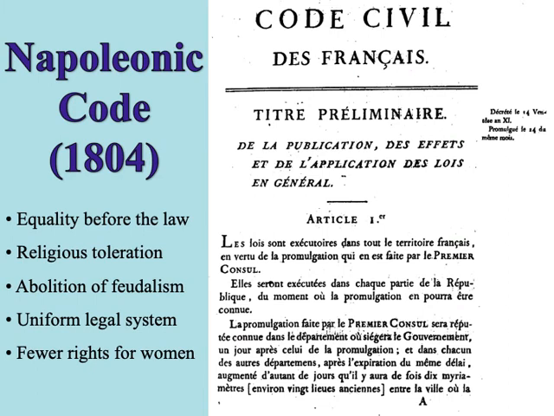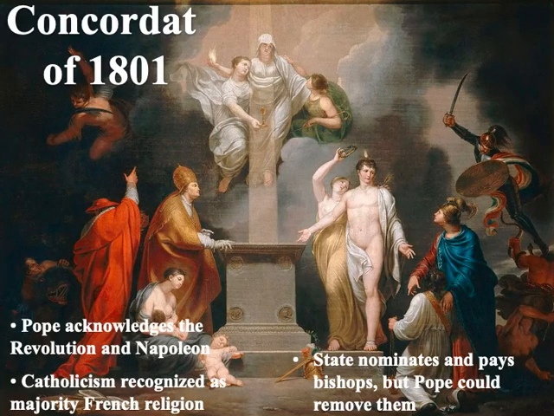Napoleon also contracts a very famous agreement with the Pope. All agreements between a monarch and a Pope are often known as concordats, and so the Concordat of 1801, in which the Pope acknowledged the French Revolution and the ascendancy of Napoleon as Emperor of France, and Roman Catholicism on Napoleon's part was recognized as the majority religion of most French citizens. The state gained the right to nominate and pay bishops, but the Pope could often remove them. So it's an agreement to really restore the Roman Catholic Church to its traditional influence over French society after the more radical policy of de-Christianization.